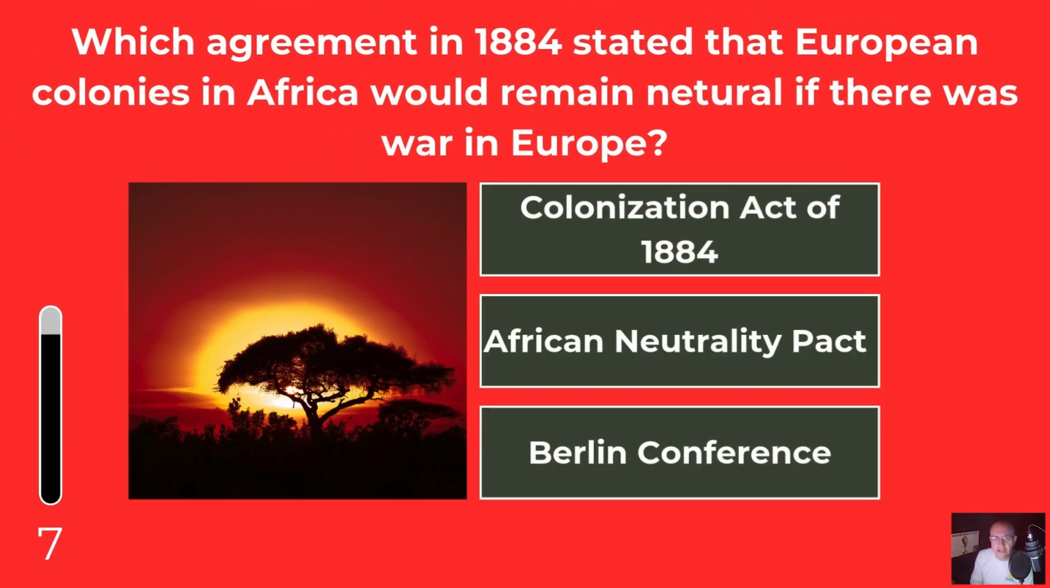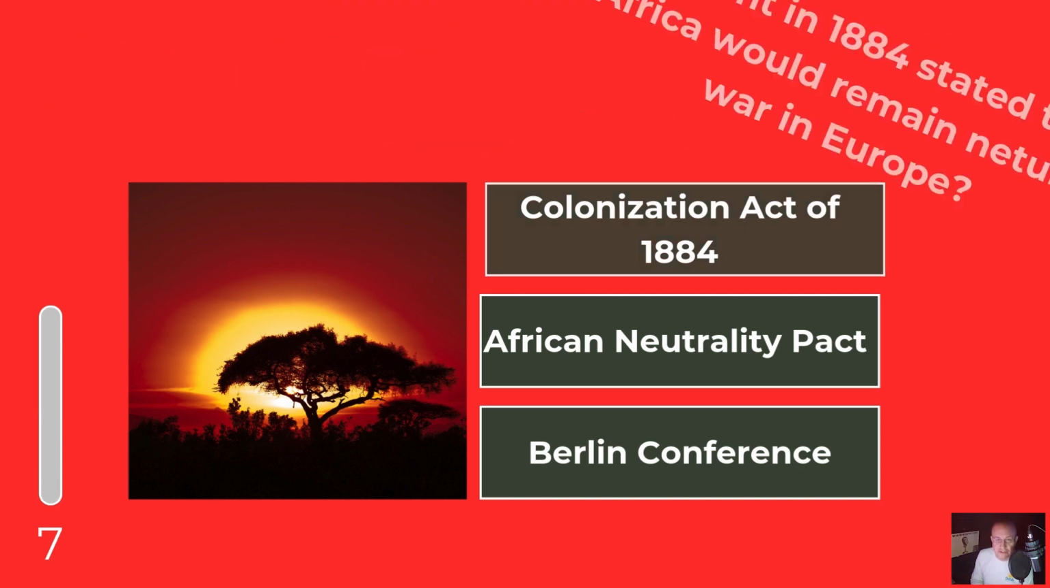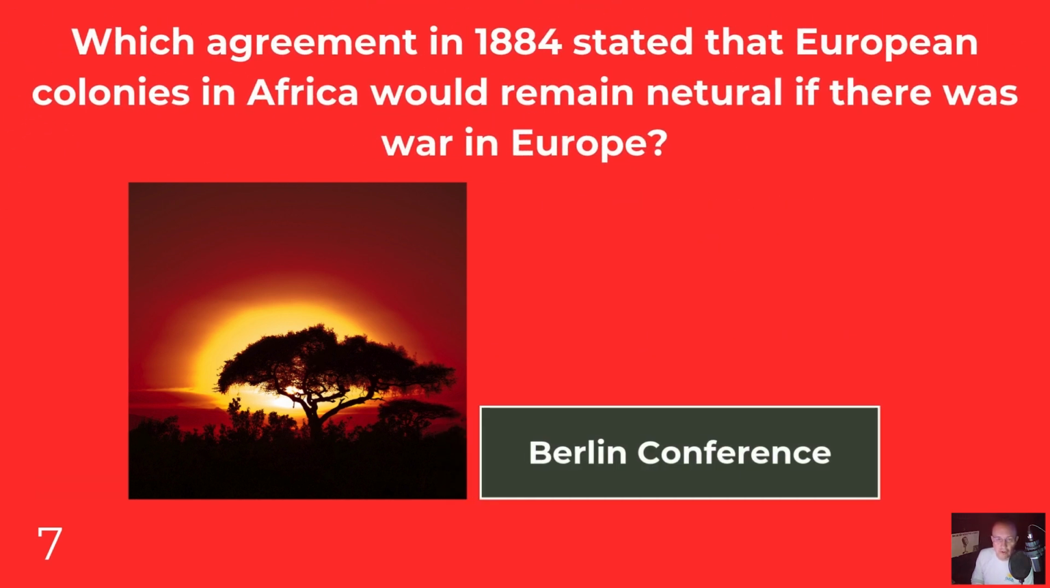Which agreement in 1884 stated that European colonies in Africa would remain neutral if there was war in Europe? The Colonization Act of 1884, the African Neutrality Pact, or the Berlin Conference? It was the Berlin Conference.